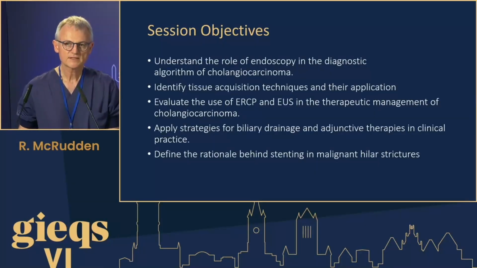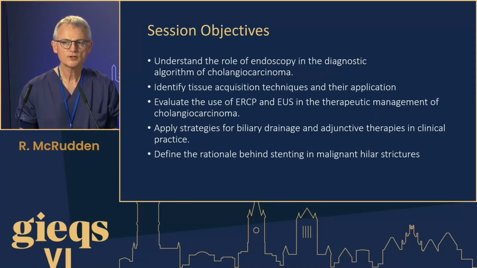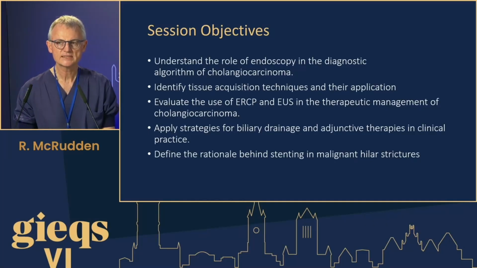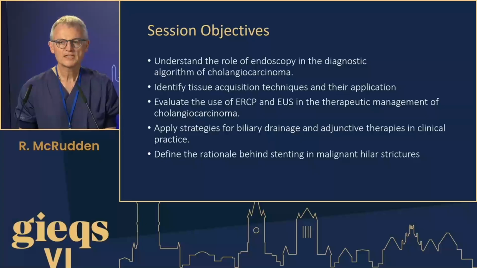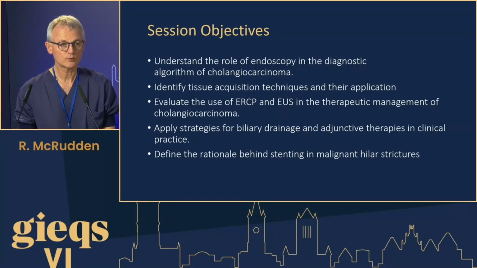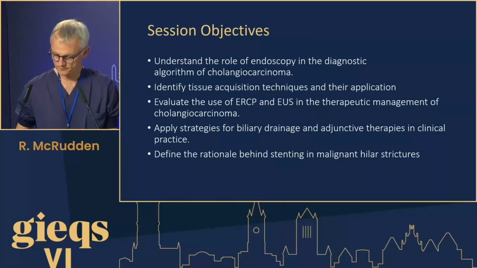So the objectives are these: to understand the role of endoscopy in the diagnostic algorithm of cholangiocarcinoma, identify tissue acquisition techniques and their application, evaluate the use of ERCP and EUS in therapeutic management of cholangiocarcinoma, apply strategies for biliary drainage and adjunctive therapies in clinical practice, define the rationale behind stenting in malignant hilar strictures.